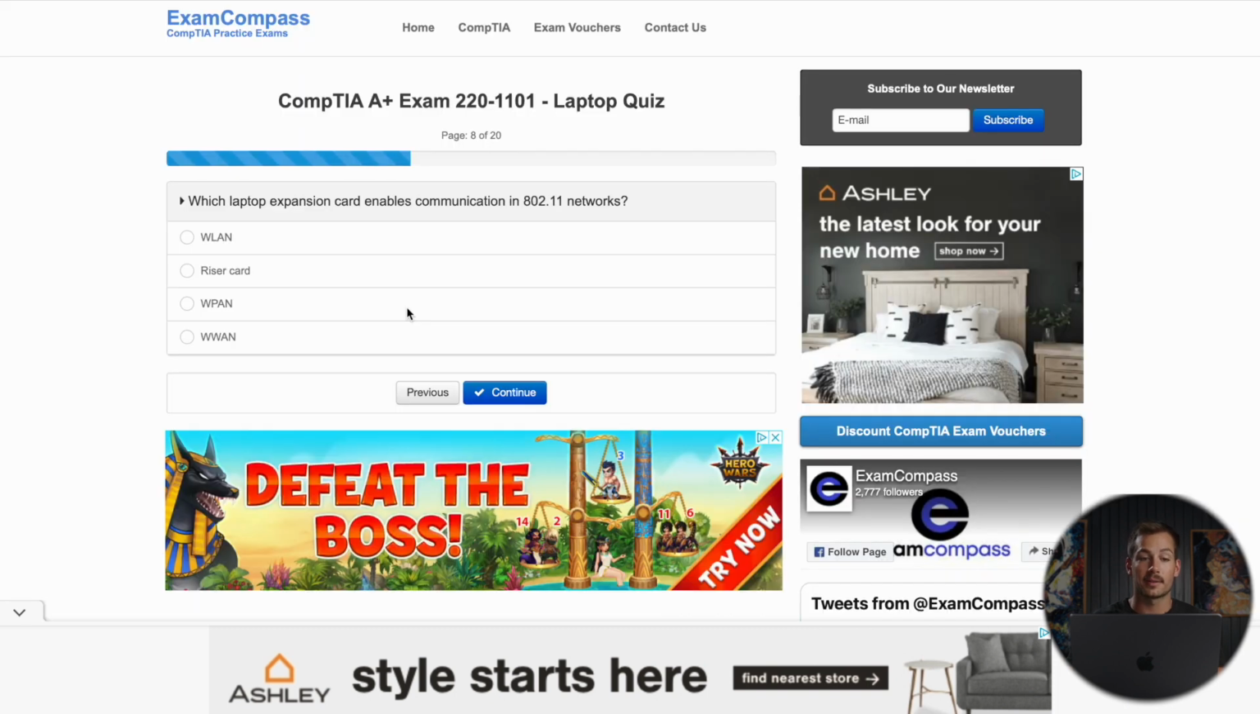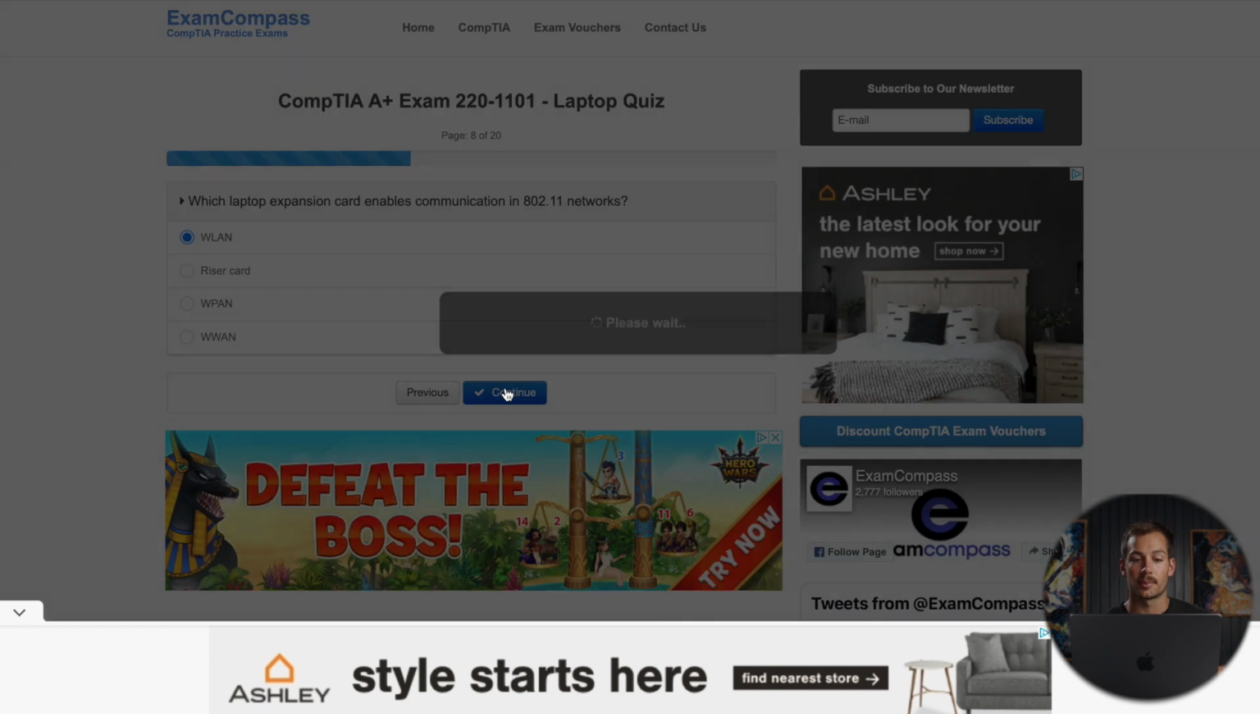All right, we got 3 questions left. Which laptop expansion card enables communication in 802.11 networks? This one should be pretty obvious. It's going to be WLAN, local area network. This is pretty much just a case of remembering 802.11. And 802.11 is the standard for wireless local area networks, otherwise known as WLAN. Okay, so we'll press continue.